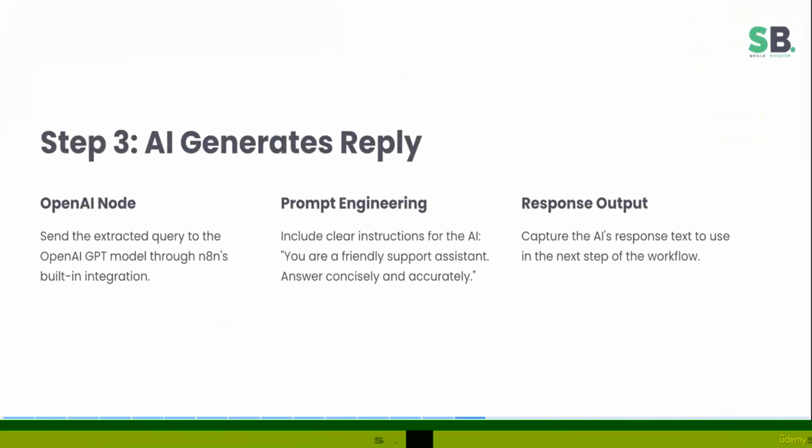Step 3, AI generates reply. OpenAI node. Send the extracted query to the OpenAI GPT model through n8n's built-in integration. Prompt engineering. Include clear instructions for the AI: you're a friendly support assistant, answer concisely and accurately. And response output. Capture the AI's response text to use in the next step of the workflow.